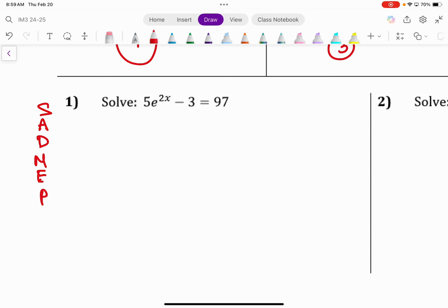SATMAP is PEMDAS backwards. So subtraction, addition, division, multiplication, exponents, and finally parentheses. So we start with S for subtraction addition, or SA for subtraction addition. We have -3. What is the opposite of -3? +3. So begin by adding +3 on both sides. 5 times e to the 2x equals 100.